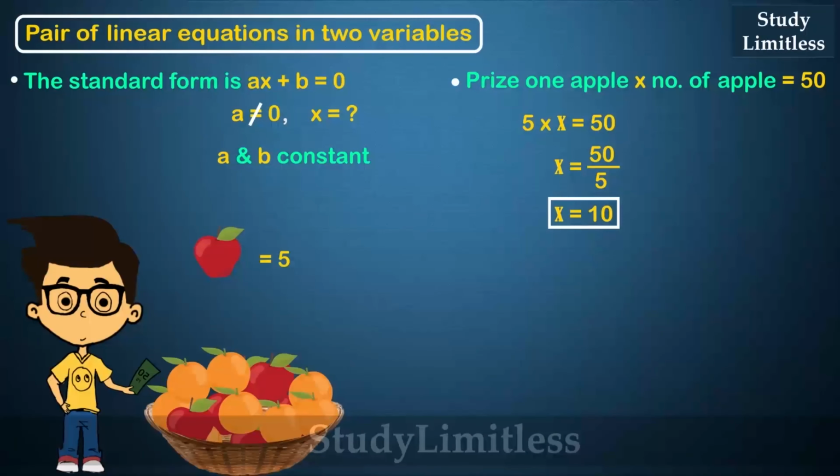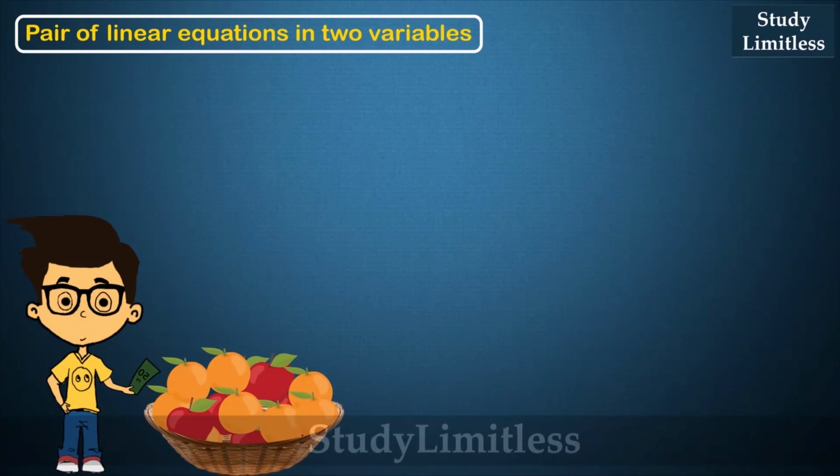Let us discuss linear equations in two variables. Suppose instead of buying only apples, I wanted to buy apples as well as oranges, and the price of one apple is equal to rupees 5 and the price of one orange is equal to rupees 10. As I start calculating number of apples and number of oranges I would get in rupees 50, I found out that this also can be expressed in the form of equation.